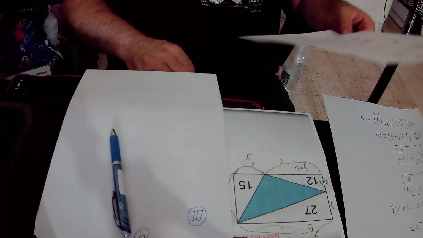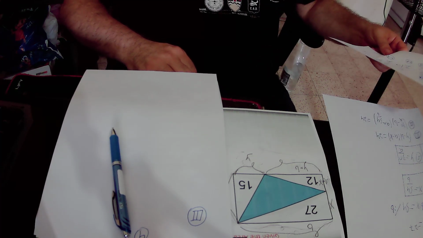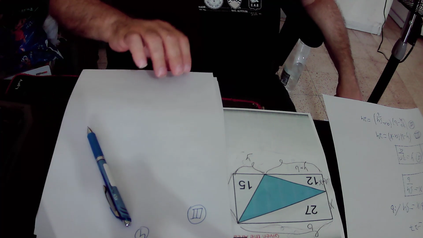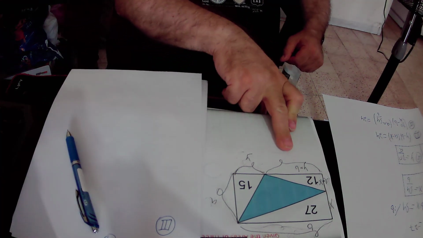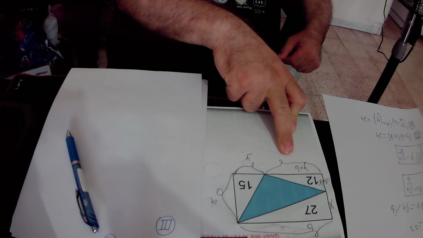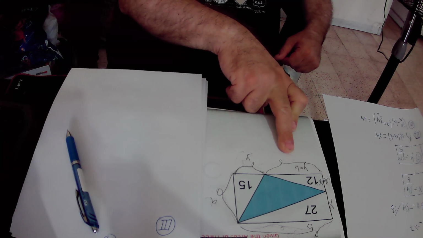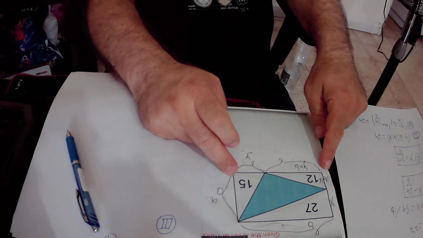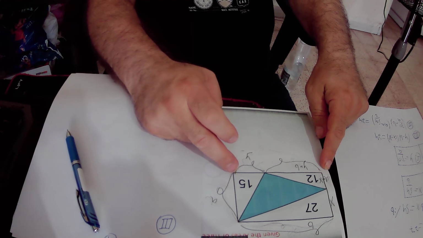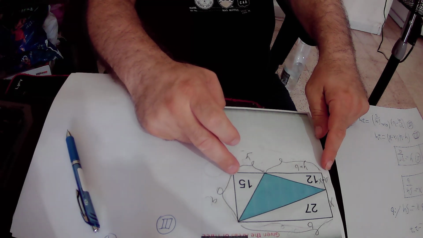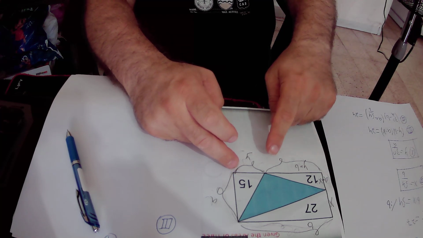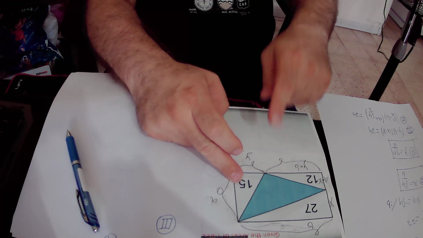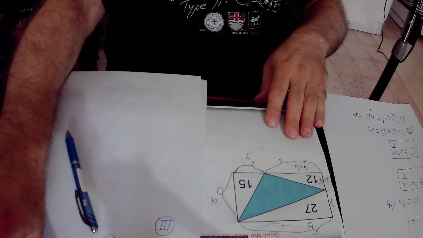No, I made a mistake here. Actually, the base of this right triangle is b minus y and not y minus b, because it is the length of the rectangle, that is b, minus the base of this triangle, that is y. So it is b minus y.